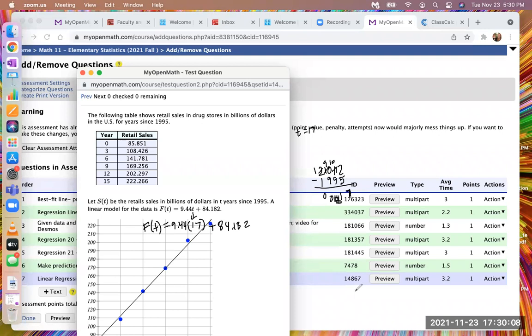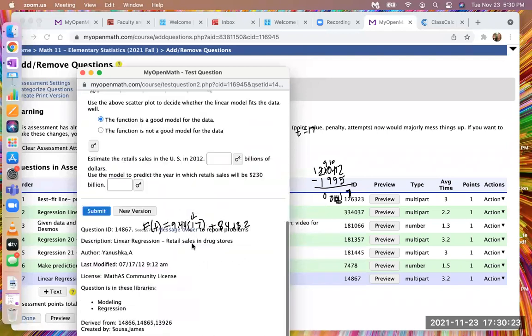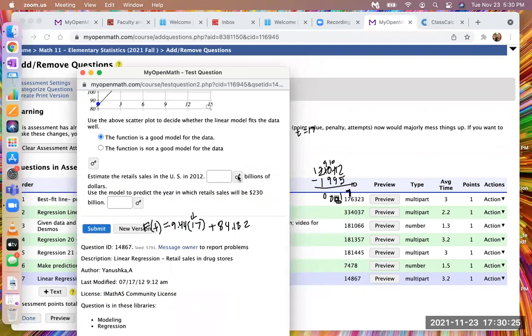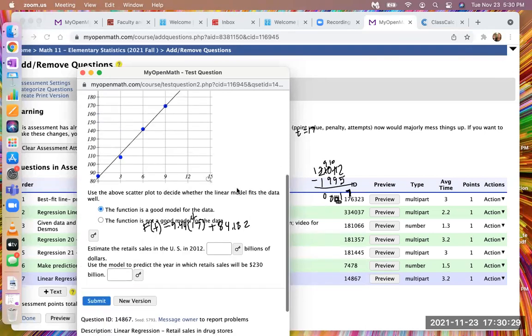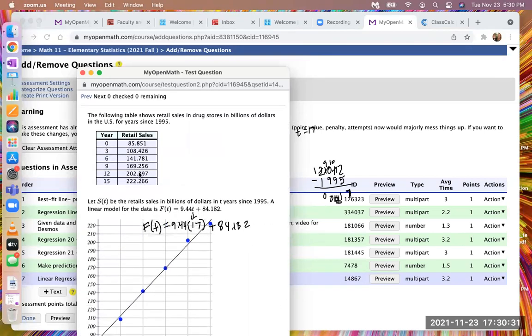I'm going to put 9.44 times 17, and then in parentheses plus the 84.182, and I get this 244.6. So let's see how they like that answer. And notice, we're getting 244.6, but that is in billions.